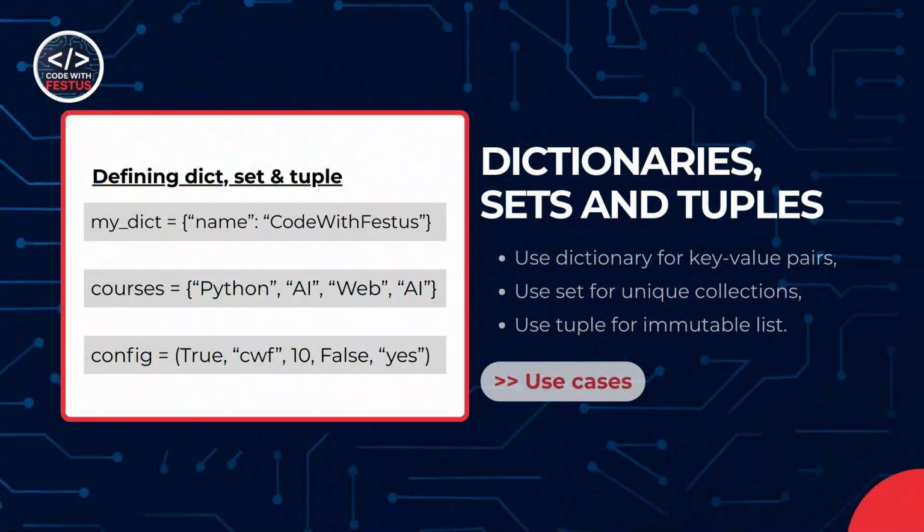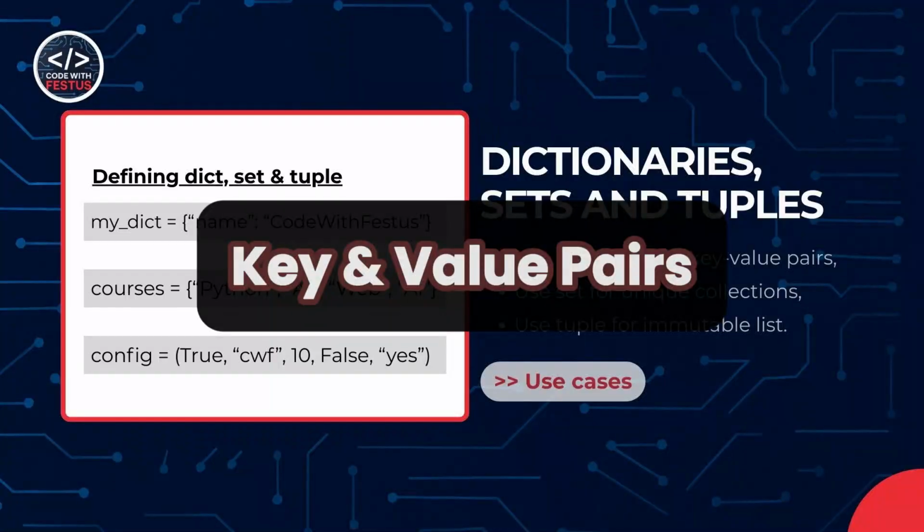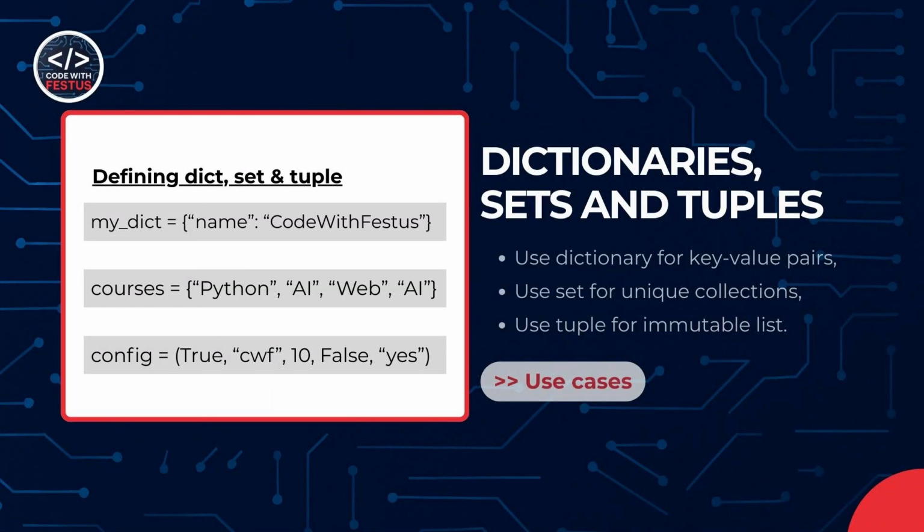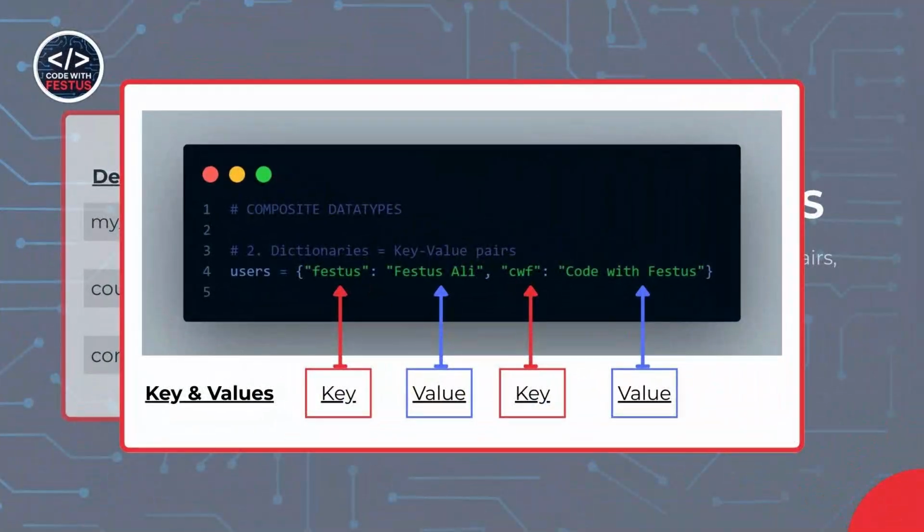Dictionaries, sets, and tuples. Sometimes a simple list isn't enough. Sometimes you need to map one piece of data to another. For that, we use dictionaries. A dictionary stores data in key value pairs. Think of a real-life dictionary. The key is the word you look up, and the value is the definition. In code, you might have a dictionary for users, where the key, user's name, maps to the value, user's full name. Dictionaries are defined using a pair of curly brackets. The example on the screen shows a dictionary definition.